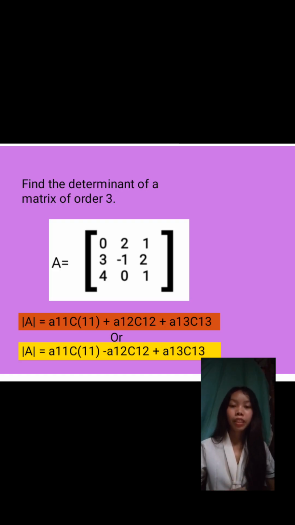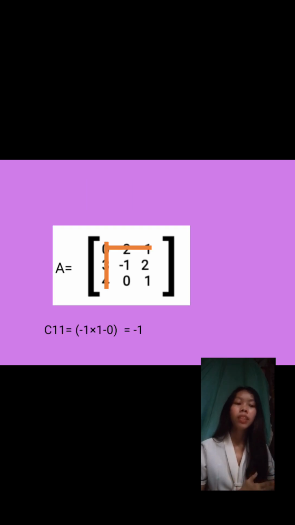So our A11 here is the first row, first column element, so we have 0, and then our A12 here is 2, and A13 is 1. And our C11 here is -1, because we cover the first row and the first column, and we get the remaining dimensions. -1 times 1 equals -1, 0 times 2 equals 0, so -1 subtracted by 0, we get -1. In order to determine each cofactor, we just repeat the procedure.